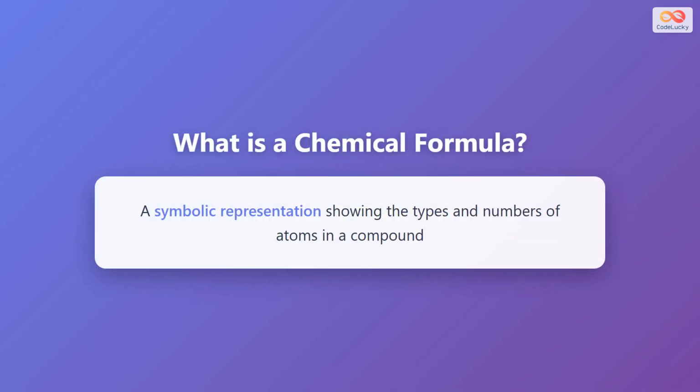A chemical formula is a symbolic representation that shows us the types and numbers of atoms present in a compound. Instead of writing out long descriptions, chemists use element symbols and numbers to communicate the exact makeup of substances. This shorthand notation is universal and understood by scientists worldwide.